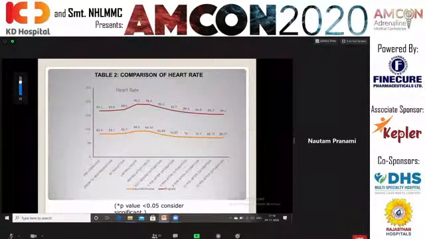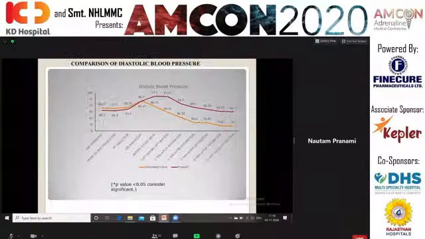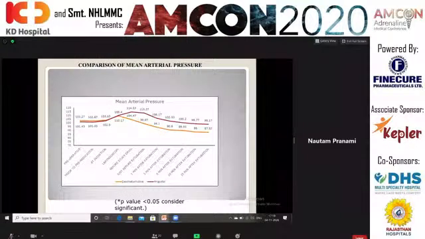There is a statistically significant decrease in the heart rate after giving dexmedetomidine than propofol. Systolic blood pressure comparison: markedly significant decrease in the systolic blood pressure in dexmedetomidine than propofol. Also in diastolic blood pressure, we see a significant decrease in the dexmedetomidine group than the propofol group, and the mean arterial blood pressure is also decreased in the dexmedetomidine group than the propofol group.